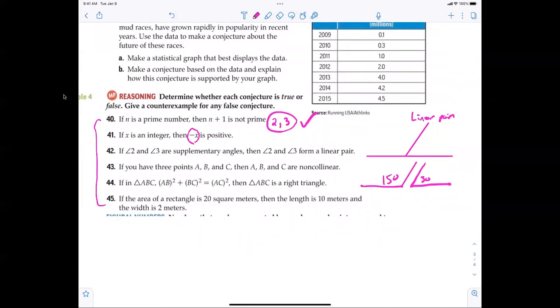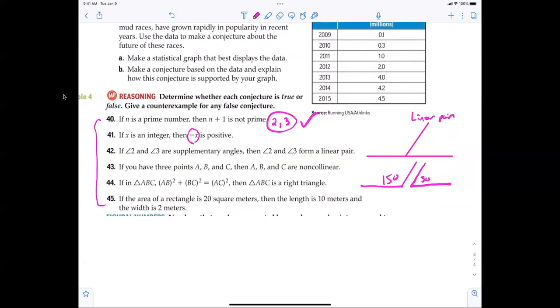If you have 3 points A, B, C, then A, B, C are non-collinear. That doesn't make sense, right? That was easy. That's definitely false. If in triangle ABC, AB squared plus BC squared equals AC squared, then it's a right triangle. Obviously, that's true, because that's the Pythagorean theorem. A squared plus B squared equals C squared. If that's true, it's a right triangle 100% of the time.